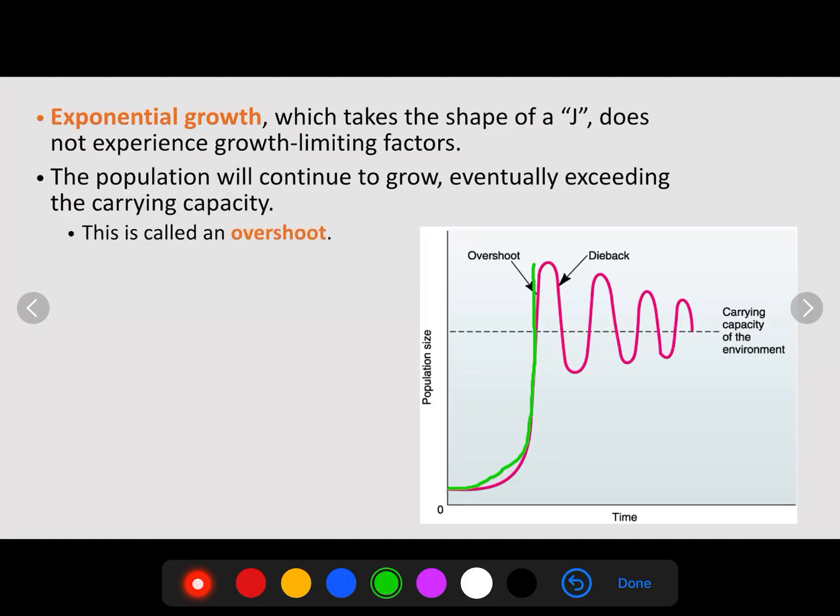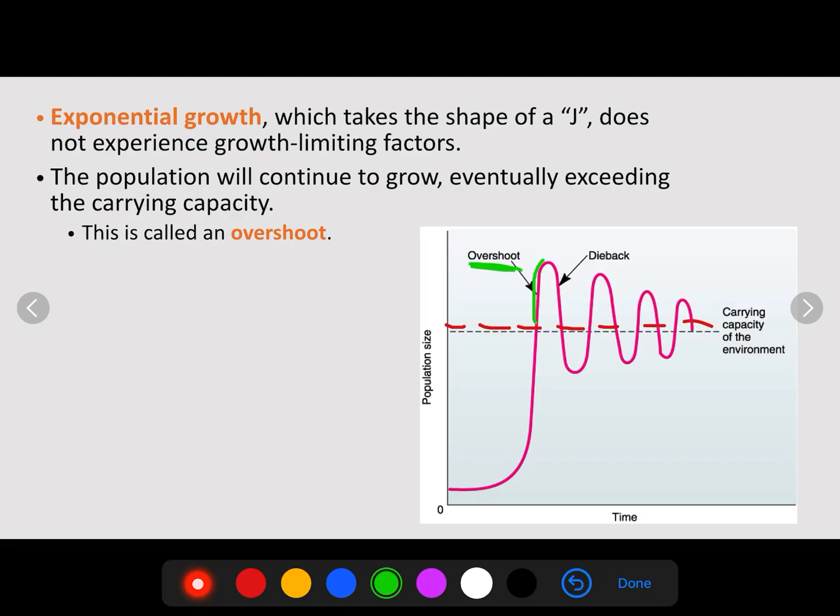Now, when the population continues to grow, it'll eventually exceed that carrying capacity. If we look here, this point right here is our carrying capacity. When it is over that carrying capacity, we call it an overshoot. Think about it like the population is overshooting that carrying capacity, the number of individuals.